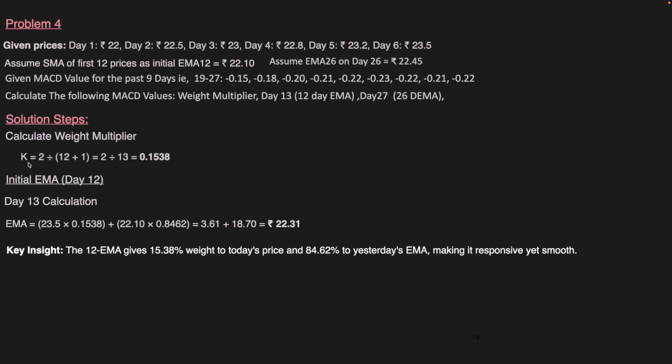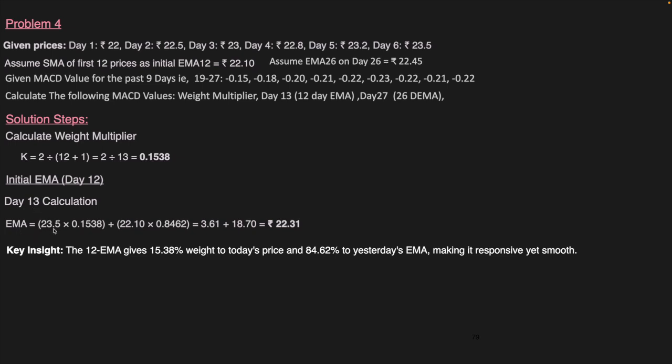So calculate the weight multiplier. K is equal to 2 divided by 12 plus 1. Why? We are calculating the next value of the 12 period moving average, that is day 7 or day 27, whatever you can call. So that is equal to 2 divided by 13, again the same. It will get the same value, because whenever you plug in n equal to 12, you have to get 0.1538, because the others are all constant. 2 is constant, 1 is constant. You are only changing n. So n becomes 12, means obviously you will get 0.1538 only. So let us take the initial EMA as day 12. So we have to calculate day 13, or day 7th or day 6th, whatever is the calculation.